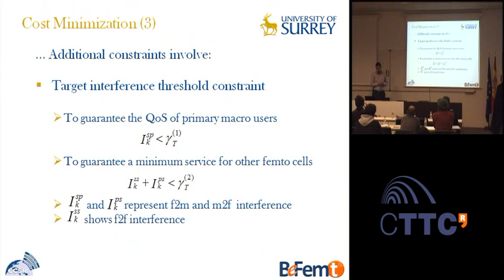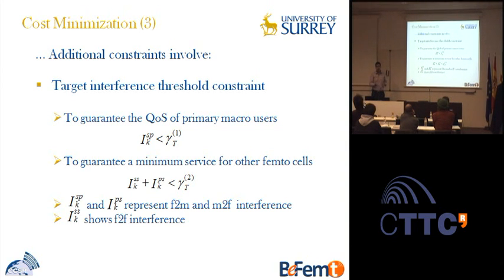Another constraint that should be taken into account is the target interference. So we might need to guarantee a minimum quality of service requirement for the primary users that we have got in the system, which are the macro users. So thresholds might be defined for the upper bound of interference that can be allowed from the secondary to the primary users.